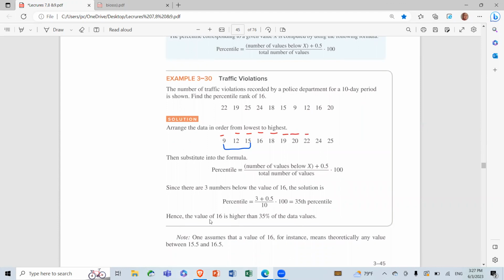Hence, the value of 16 is higher than 35% of the data values. 16 is greater than 35% of the numbers present. It means it is greater than those three numbers, which represent 35%.